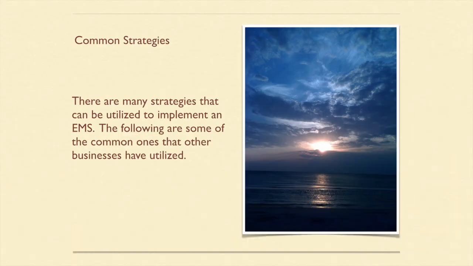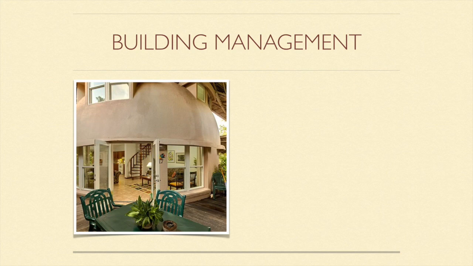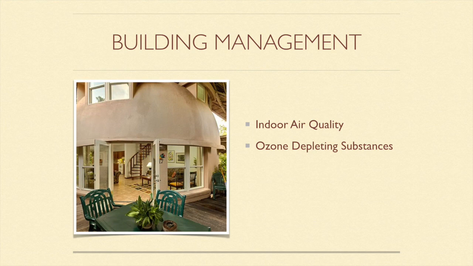There are many strategies that can be utilized to implement an environmental management system. The following are some of the common ones that other businesses have utilized. Building management, which includes indoor air quality, ozone-depleting substances, fire extinguishers, and noise management.